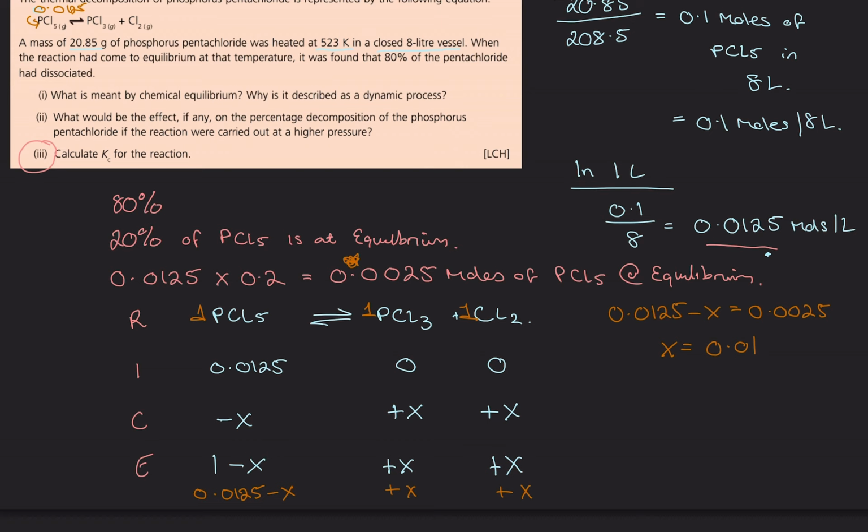So at equilibrium, we have 0.0025 moles of that substance. We know X is 0.01. And we found all of the concentrations at equilibrium for this reaction. So we're ready to write our equilibrium constant. So I'm just going to wipe all of this now, and we can get a clear page to write our equilibrium constant.